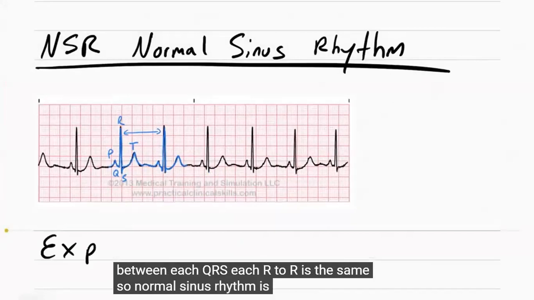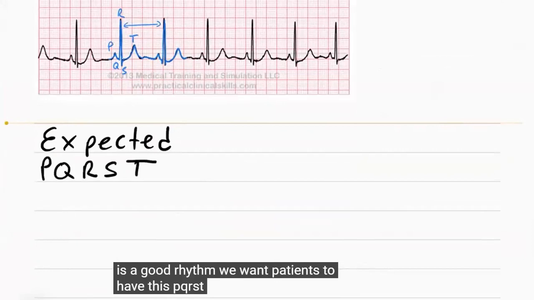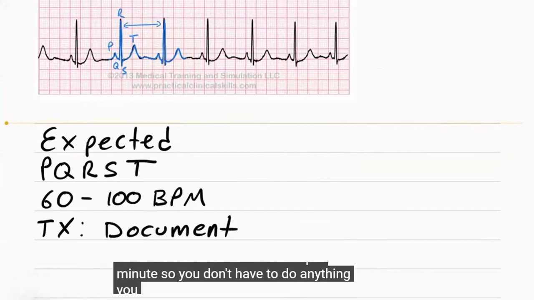So normal sinus rhythm is expected. This is a good rhythm. We want patients to have this. P, Q, R, S, T is all there. The heart rate is between 60 to 100 beats per minute, so you don't have to do anything, you just document. The next normal rhythm is sinus tachycardia.